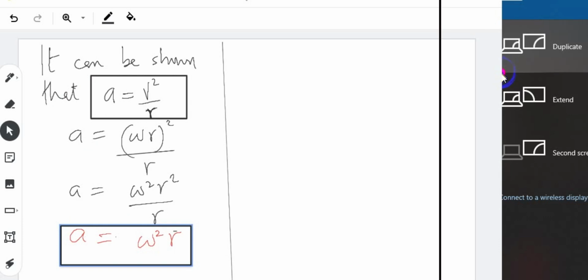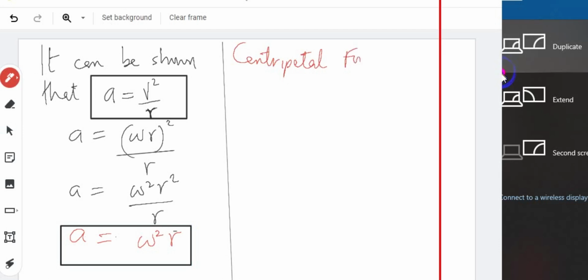These are very important formulas we're going to be using. So, straight to centripetal force and centripetal acceleration.